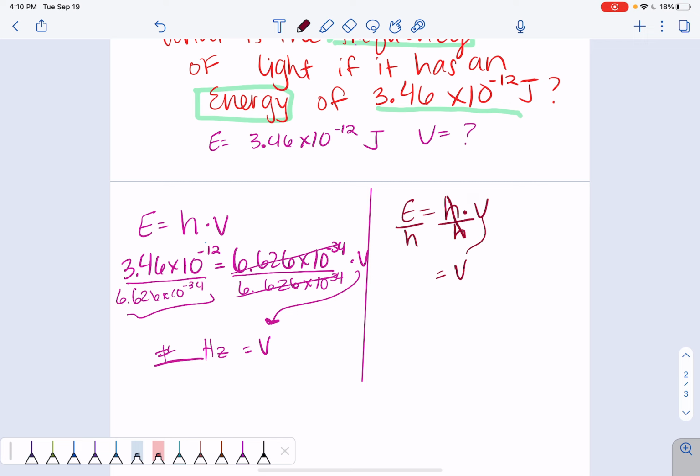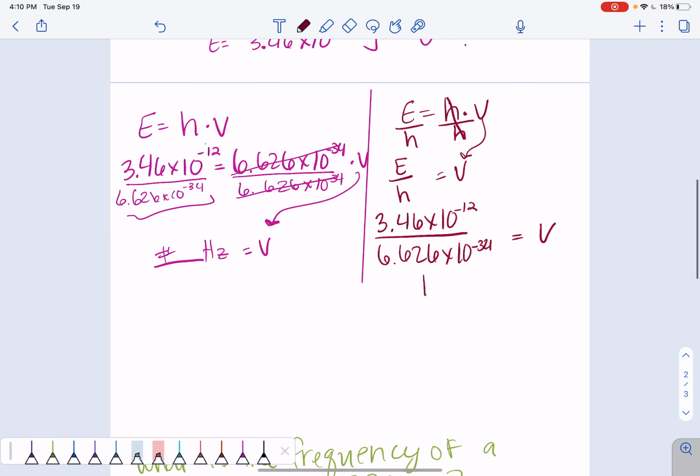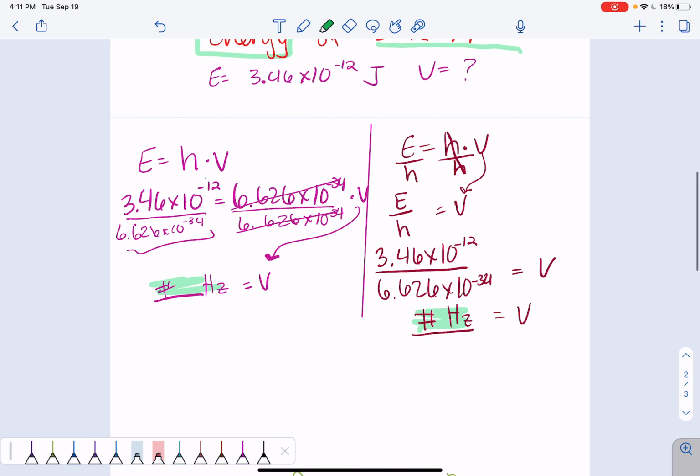H over H cancels, and I have V. And then that means that V is equal to the energy divided by Planck's constant. Then you can put your numbers in. 3.46 times 10 to the negative 12 divided by 6.626 times 10 to the negative 34. This equals V. You put it in your calculator, you get a number. That's your frequency. These numbers will be identical because no matter which way we do it, it's the same.